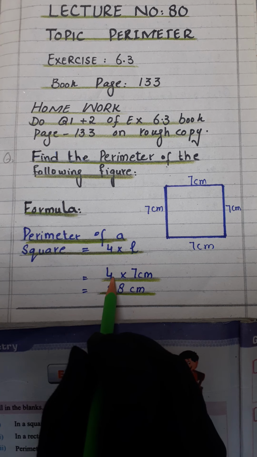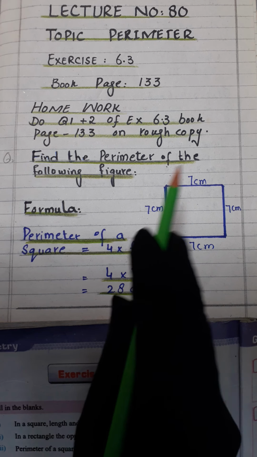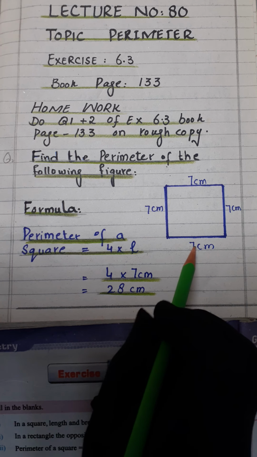Write 4 again. Multiply length. Length is 7. All sides' lengths are equal, so we select just one 7.